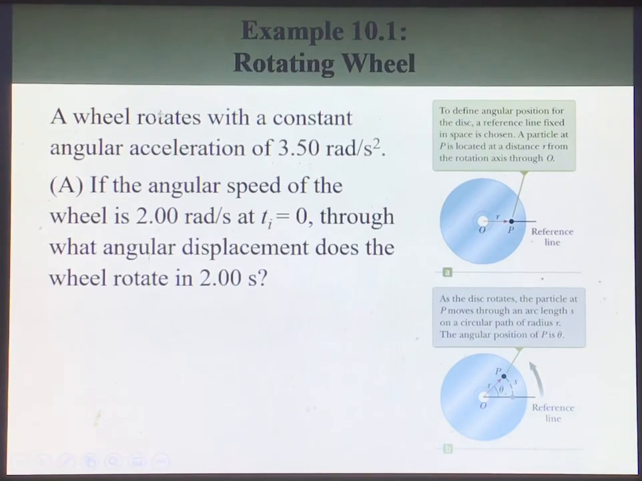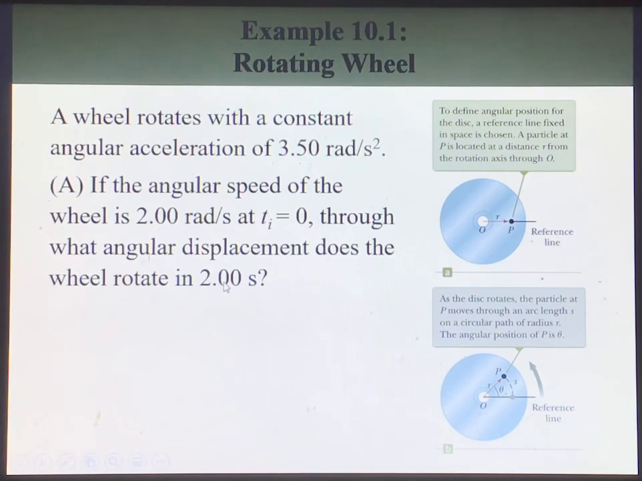So this is example number 10.1, and this is the example of a rotating wheel. Suppose that a wheel rotates with a constant angular acceleration of 3.50 radians per second squared. And then it says that if the angular speed of the wheel is 2.00 radians per second at t equals 0, through what angular displacement does the wheel rotate in 2.0 seconds?